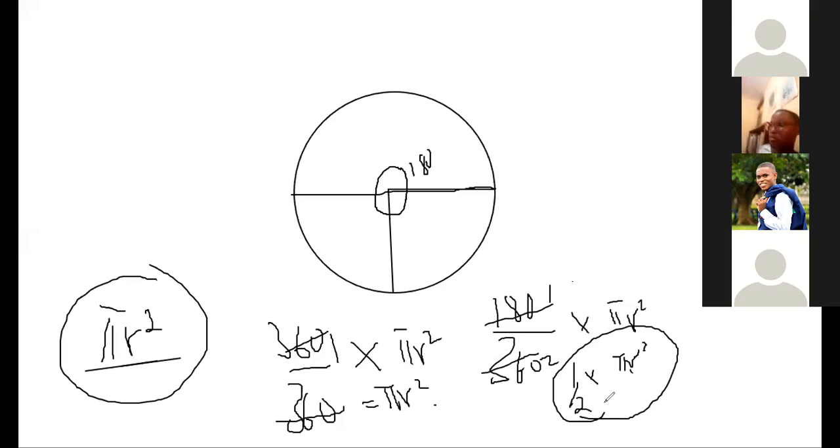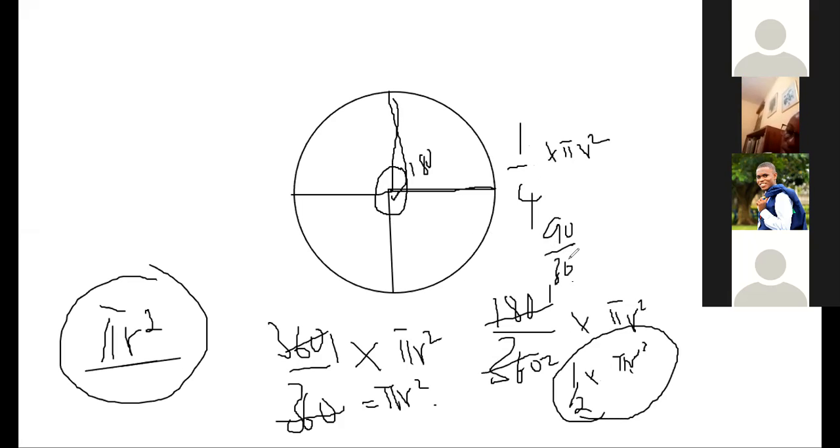So with this knowledge, we can say that finding the area of a quadrant, that's a quarter, will be what? 1 over 4 times pi r squared, because we'll be getting 90 over 360 times pi r squared. Is that okay? And this one gives us what? 1 over 4.